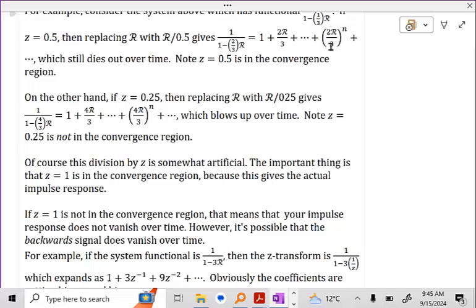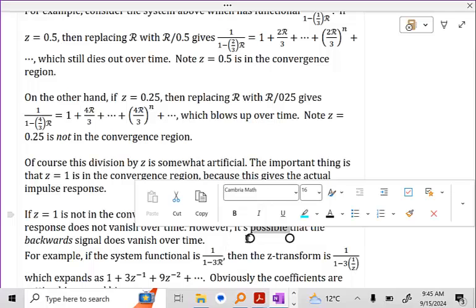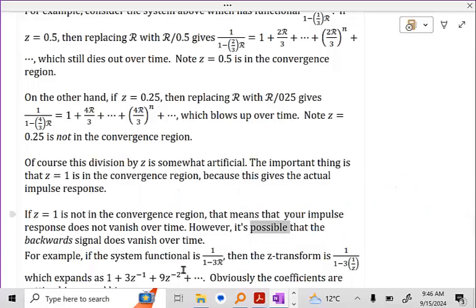Now, if z equals 1 is not in the convergence region, that means the impulse response does not vanish over time. However, it's possible that the backward signal does vanish in time. Now, you've got this backward signal, which is really kind of weird, but I'll say more about this in the next video. Just bear with me.